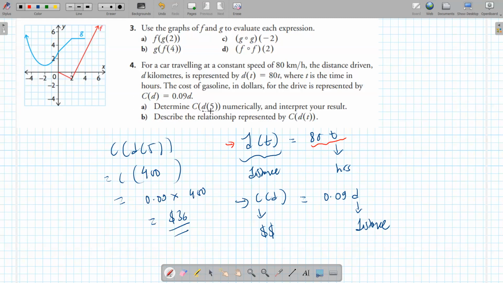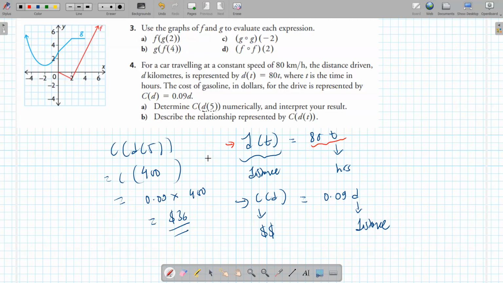You've got to first look into the inside. If you've driven for 5 hours, then it's going to cost you $36. That's the interpretation for part A, which is quite steep. What is this? Is this a rental car or what? Maybe not. It's not too bad. Depends on the gas prices, but 5 hours, $36.